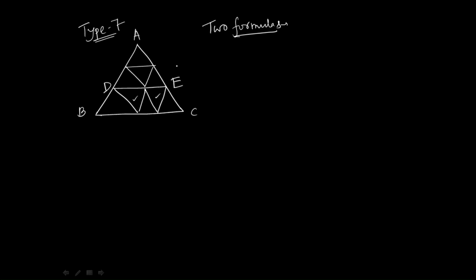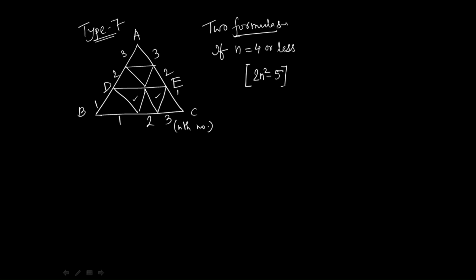What are they? If there are 3 parts on each side, I hope it is visible to you. So if it has 3 parts, this 3 is the nth number, right? And if n is equal to 4 or less, then you can apply 2n square minus 5. Clear? 2n square minus 5.